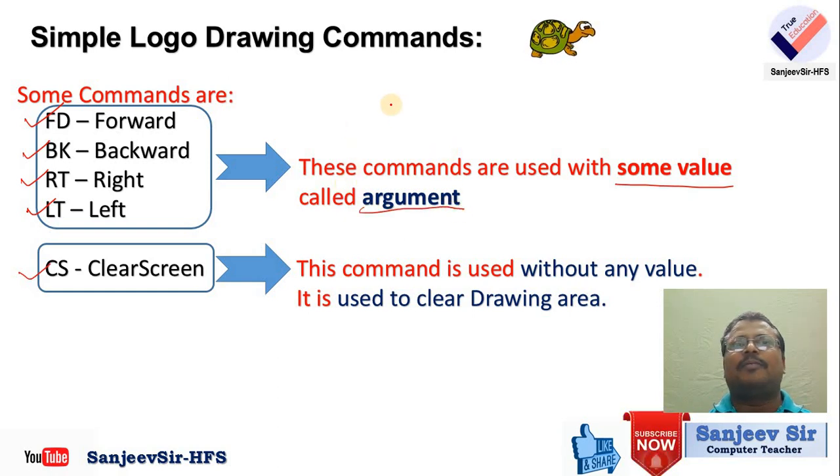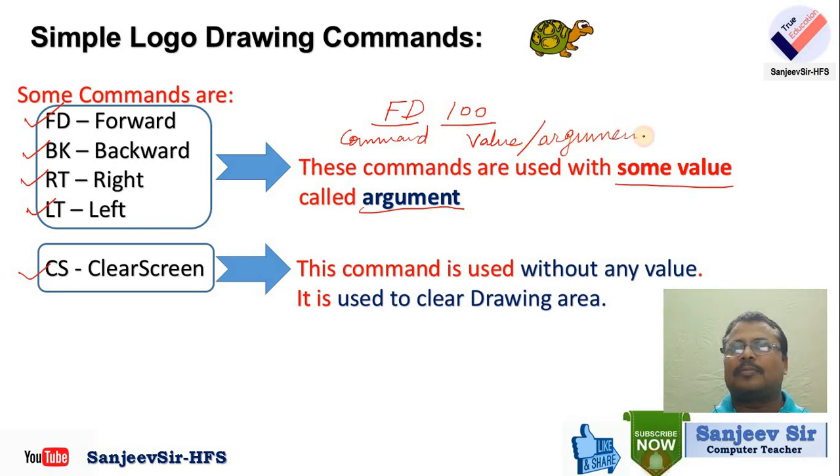That means when we write FD 100, this FD is the command, but this 100 is the value. You can say argument also. So these commands will work with that value also.